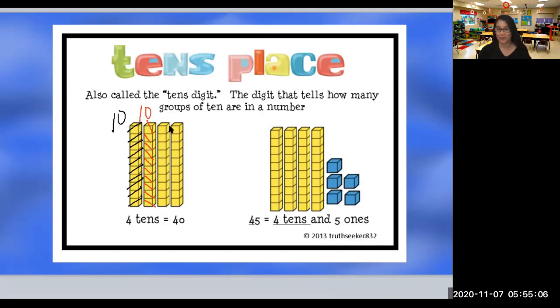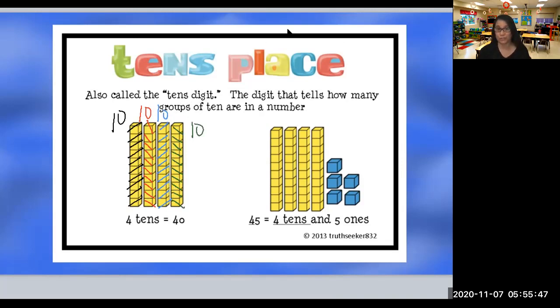Well, let's go to the third group of blocks. Let's count them. 1, 2, 3, 4, 5, 6, 7, 8, 9, and 10. It's another group of 10 blocks. Let's count the last group of 10. 1, 2, 3, 4, 5, 6, 7, 8, 9, and 10.